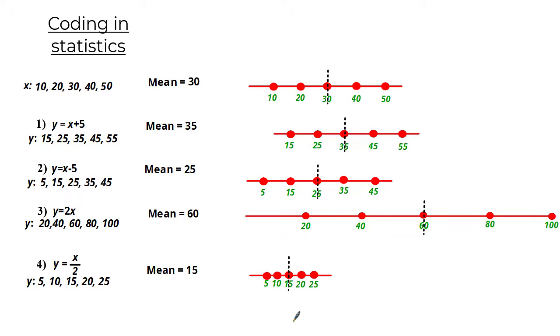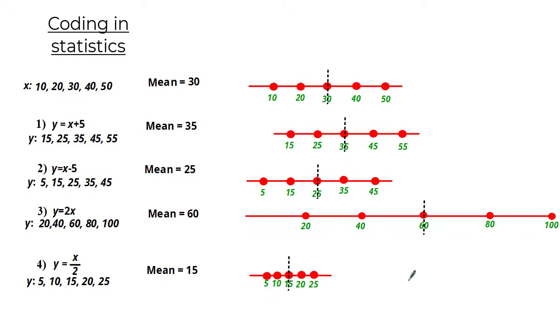So by comparing the mean of the original data with the means of the different coded data, what patterns could you notice? Well, the first thing we can notice is that the mean of the coded data comes as a direct result of these coding equations. Now this comes in super handy because it means that if we know the mean of the original data, then we can use these coding equations to work out the mean of the coded data without having to list all of the data points and then calculate the mean using a calculator.